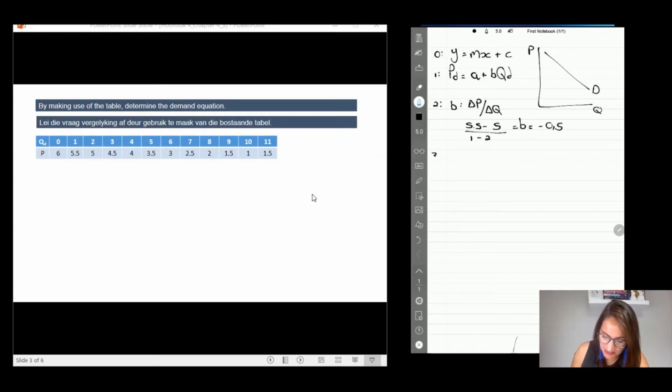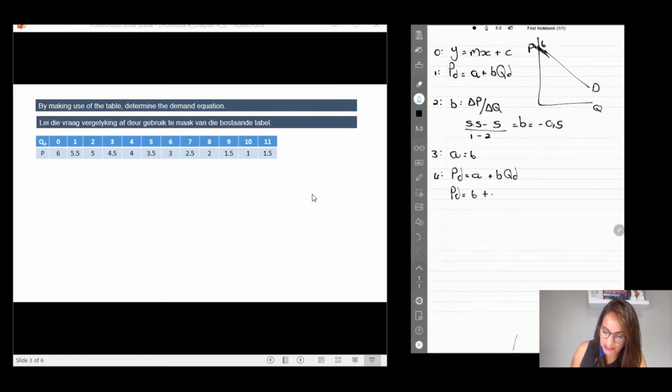Your intercept, you can read off the table. It is where Q is 0, and that is 6. So you have your intercept 6. This means that your demand curve cuts the axis there. Right. Now you need to substitute these values into the formula. So you have price of demand equals your intercept plus your slope QD, where your intercept value is 6, your slope is minus 0,5 QD. And you know this is correct because demand has a negative slope.